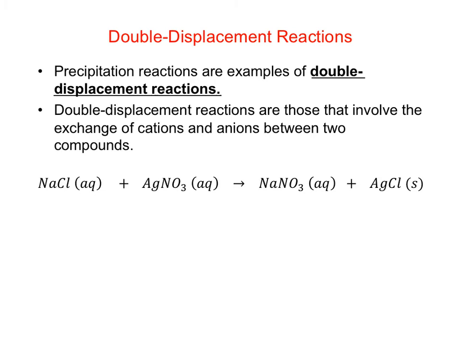So precipitation reactions are examples of what are called double displacement reactions. Because if we think about the example that we had in the first slide, what happens in these double displacement reactions is we're just swapping the cations and anions between the two compounds. In this case, the Na+ was paired with the Cl-, and the Ag+ was paired with the NO3-, and so we're just swapping the cations and anions of each compound to form the new products. And so we get silver chloride and sodium nitrate. Of course, we always write the positive ion first when we write the products.